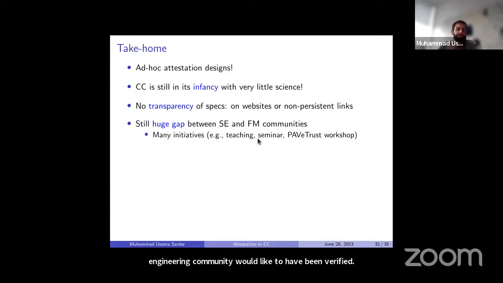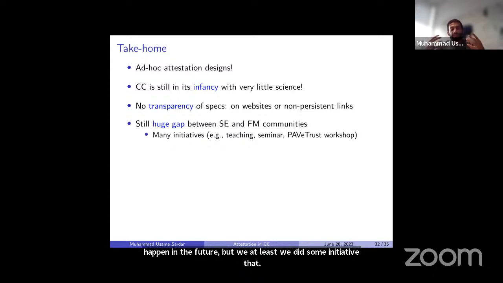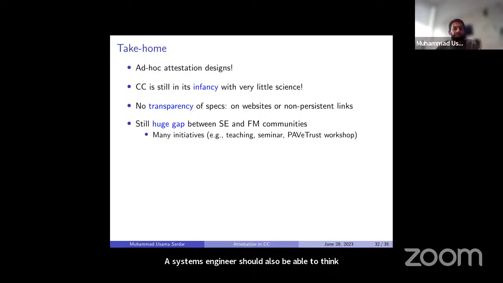So what we did in this domain is that we have taken many initiatives. We have added some of these things to the curriculum of the systems engineering master's program here at TU Dresden, as part of the teaching curriculum for students who have never experienced or learned about formal methods before. It was criticized a lot in the beginning, and I'm not sure what will happen in the future, but at least we took an initiative so that a systems engineer should also be able to think critically about designs and design systems in a systematic way.